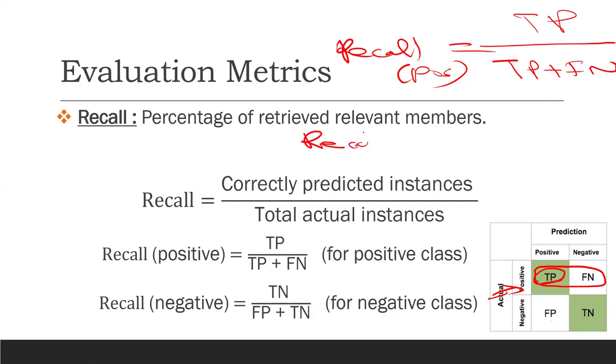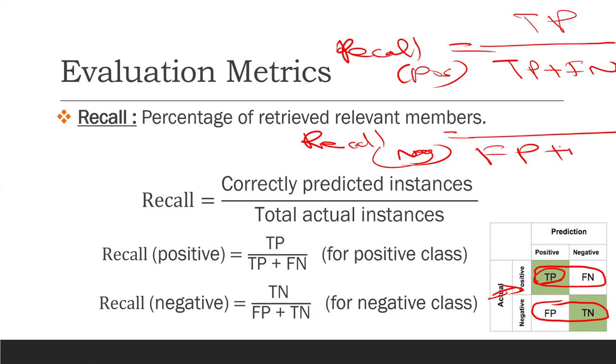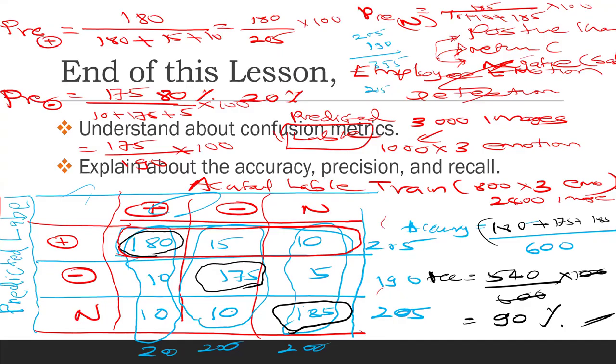Similarly, if I calculate the recall for negative, I need to find how many actual negatives there are: false positive plus true negative. Among these, how many are correctly predicted negatives? True negative. So this ratio we call recall, right? Recall also we need to calculate separately. Okay. Now can you calculate the recall for this one? Calculate the recall and tell me.